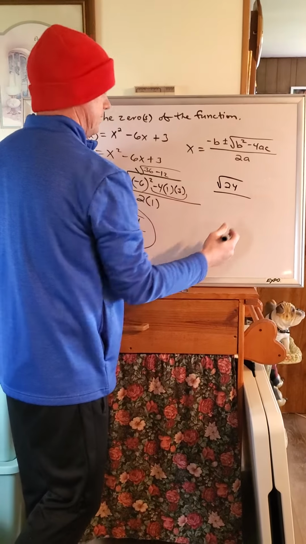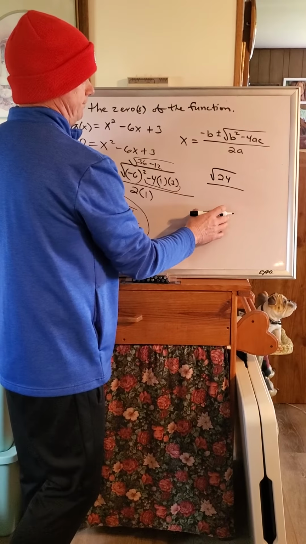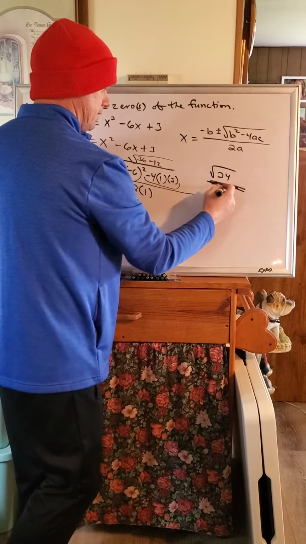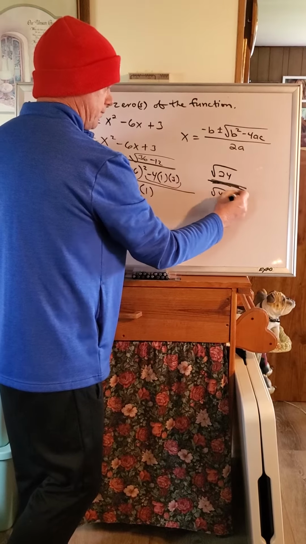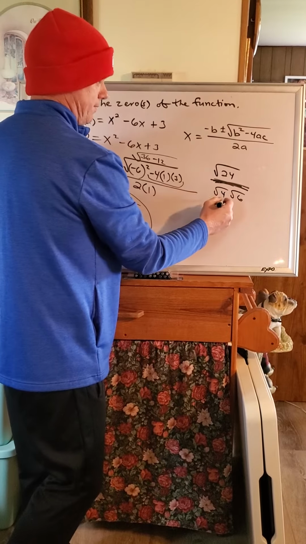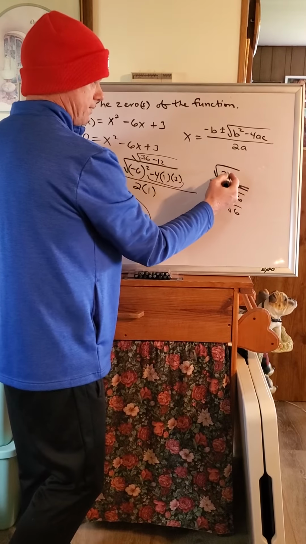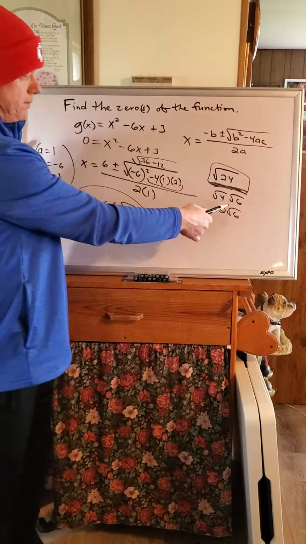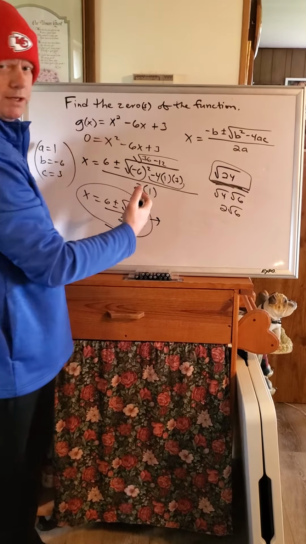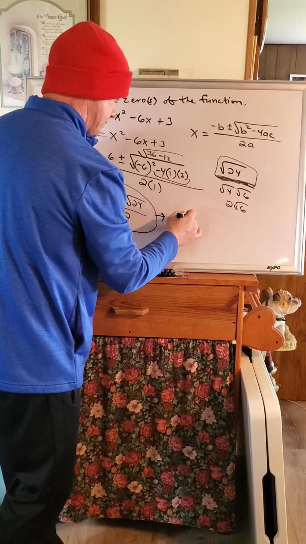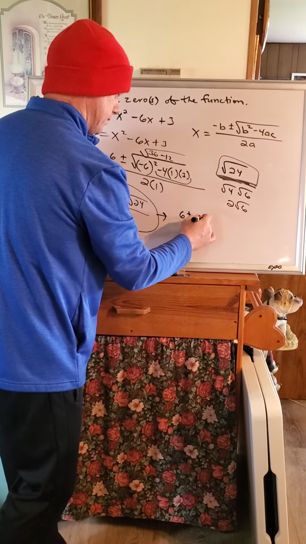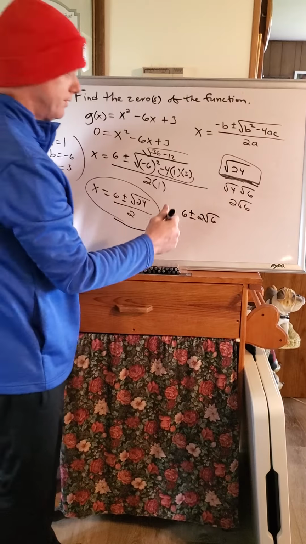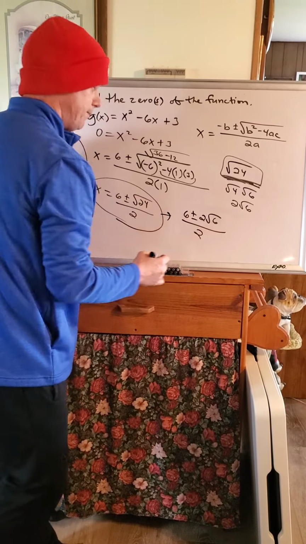Let's see, 16, let's see. It breaks down to be the square root of 4 times the square root of 6. The square root of 4 is 2. So the square root of 24 breaks down to be 2 square root of 6. So we could take this answer a little further and go 6 plus or minus 2 square root of 6, which is the same thing as the square root of 24, just a different look, all over 2.